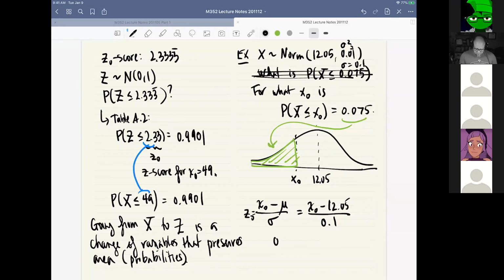Okay, so we proceed. So this tells me 0.1 times z naught is x naught minus 12.05. I need to stop. I'm getting a little bit ahead of myself. X naught is going to be equal to 12.05 plus 0.1 z naught. Yeah, I got distracted.